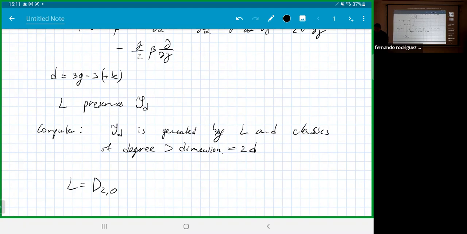Your conjecture here is that JD is generated by L and classes. Yeah, so that's not a fact, only computer experiments. The fact is that because of JD, computers show that JD is generated by it. And it's the same we observed in rank 3.